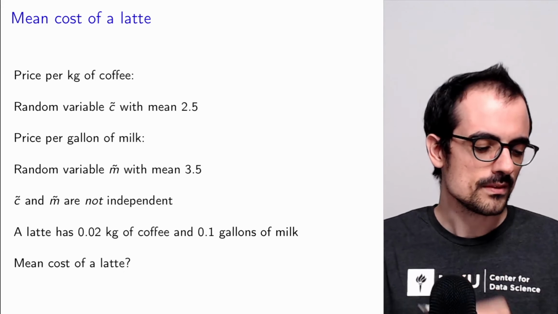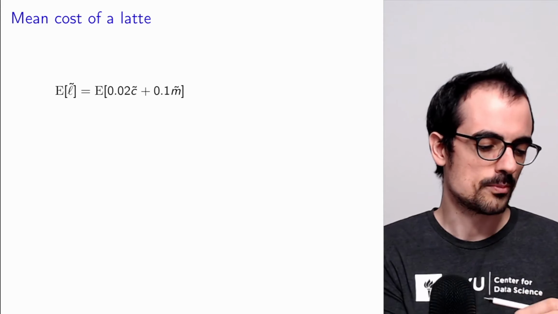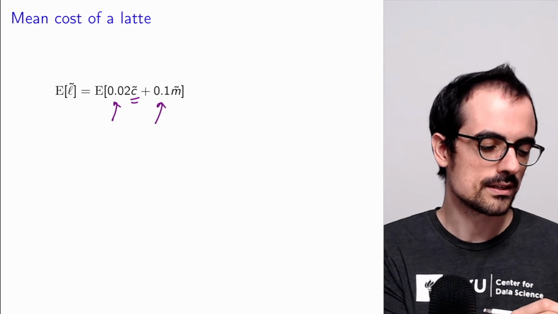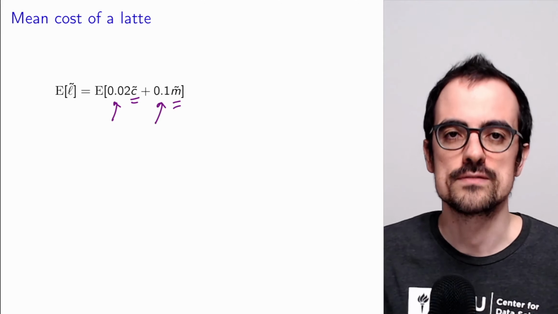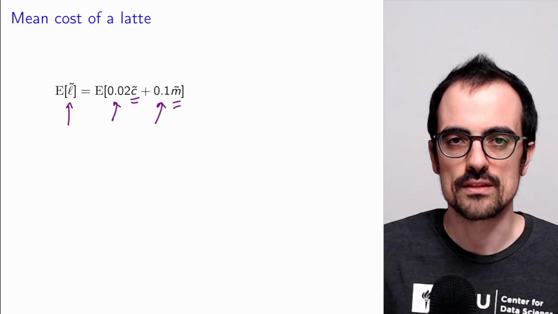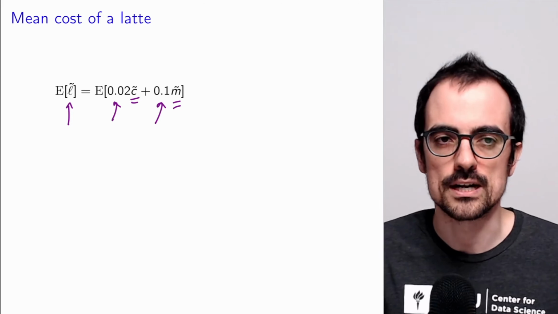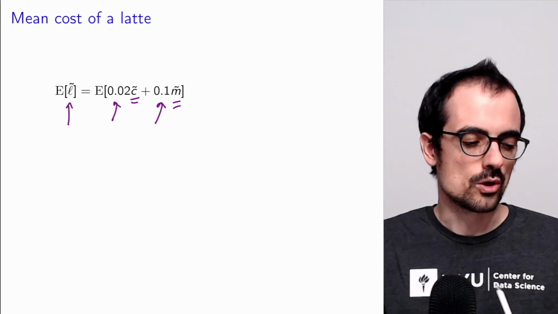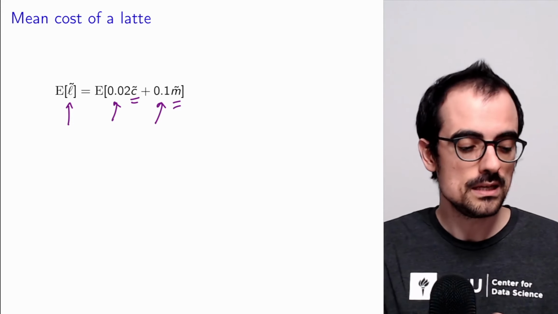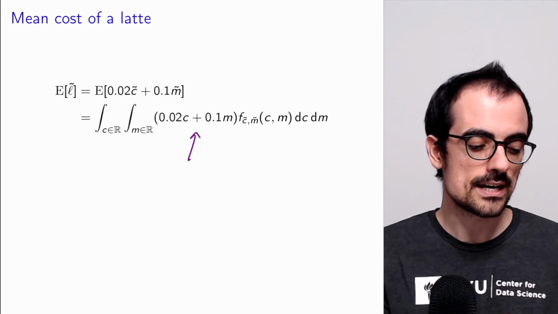So what's the mean cost of a latte? Well, we have to multiply 0.02 times the price of the coffee plus 0.1 times the price of the milk. And this gives us the price of the latte, which we represent by this random variable L, which has this squiggly line on top because it's a random variable. Okay, so how do we compute this? We apply our formula for the mean of a quantity that depends on two random variables.